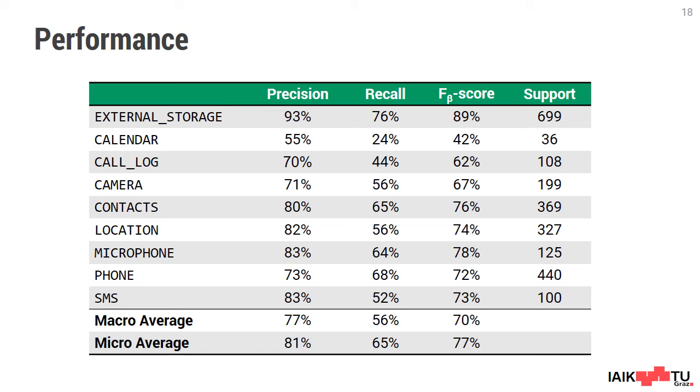This comes from the fact that our dataset includes only unfiltered samples, of which many may have low-quality descriptions. As you can see, precision varies between 71% and 93%. External storage has the highest precision concurrently with the highest support. While camera, phone, and call log are on the lower end, calendar is worst due to its rare usage.